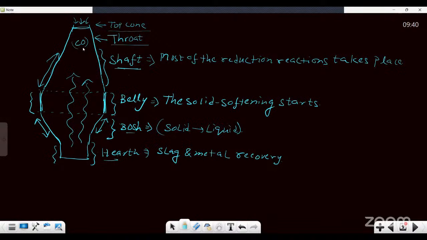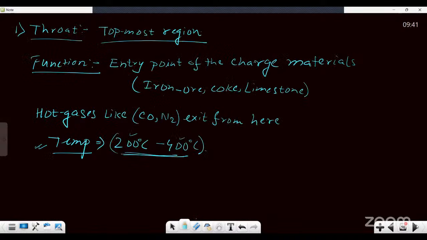So a lot of carbon monoxide gas is already present at the upper part of the blast furnace because a lot of reduction reactions have taken place. And another important thing, as I have told you earlier also, is that at high temperature, CO gas is more stable compared to CO2 gas. Okay. So exactly.